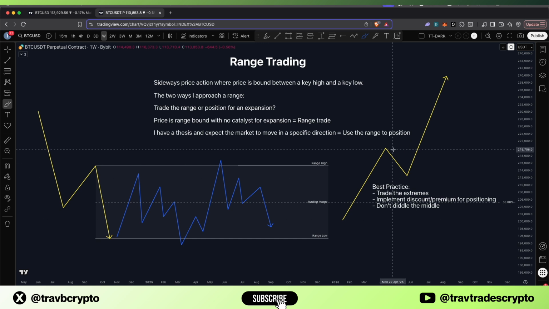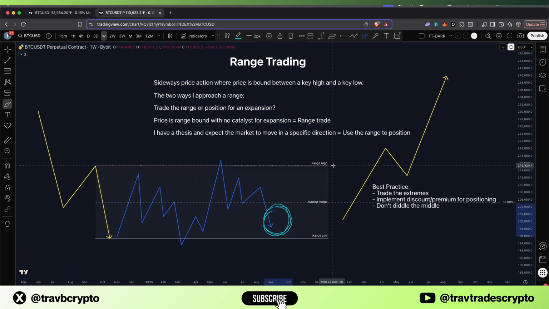And when you're positioning for an expansion, you want to be using discount and premium as your guide for filling orders and positioning into that position. So if you believe that the range is going to resolve to the upside as an expansion, you want to be looking to fill your positions in the discount area. And if you thought the range was going to break down and expand to the downside, then you want to be filling positions into premium.